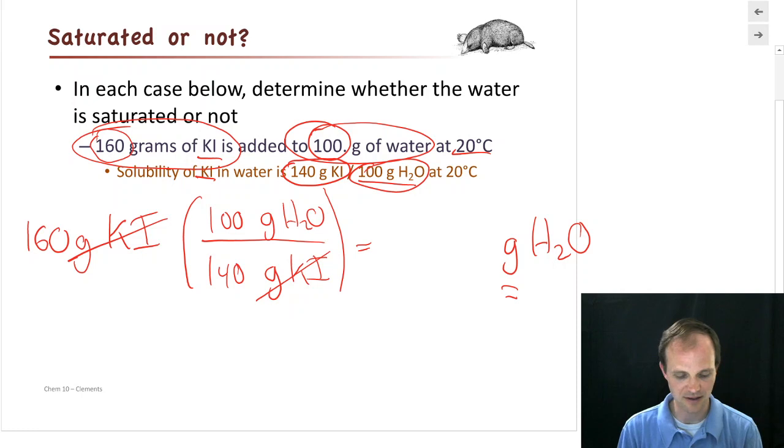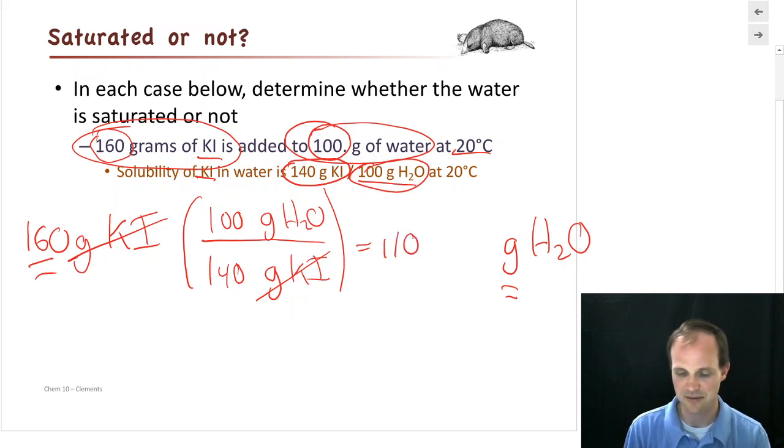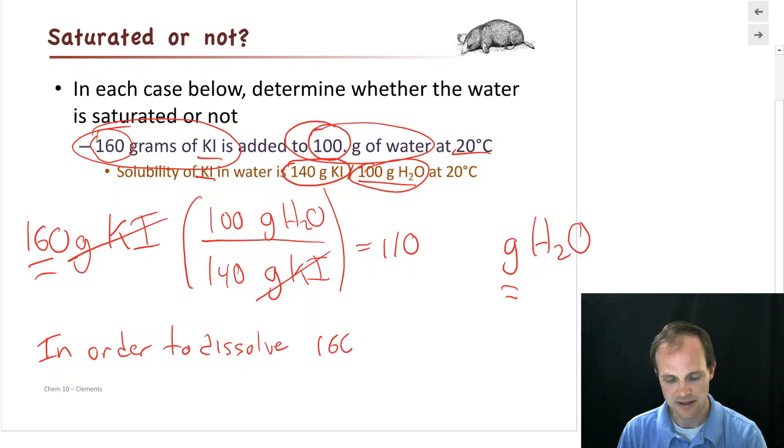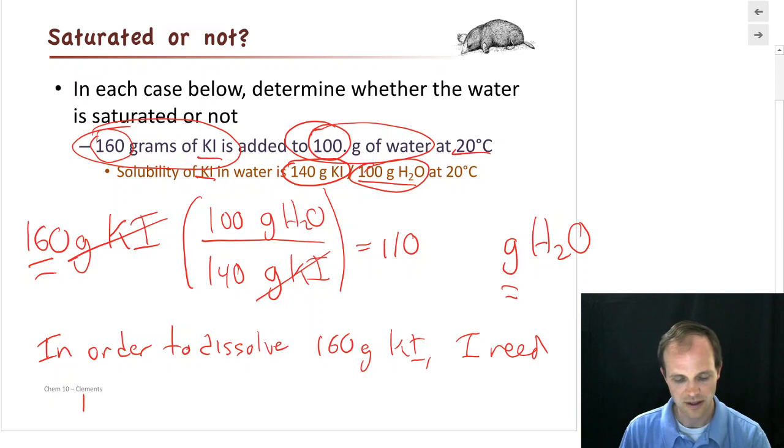I type this in my calculator just as 160 times 100 divided by 140, and I get myself 114.2857. I got 2 sig figs here, so I'm going to give myself 2 sig figs at the end, 110 grams of water. So what does that tell me? What this tells me is that in order to dissolve 160 grams of potassium iodide, I need 110 grams of water.